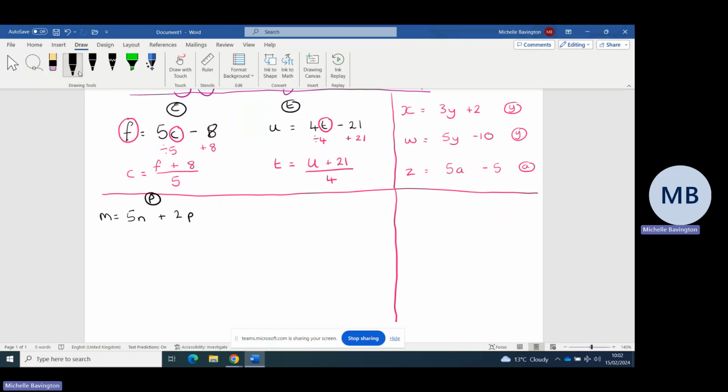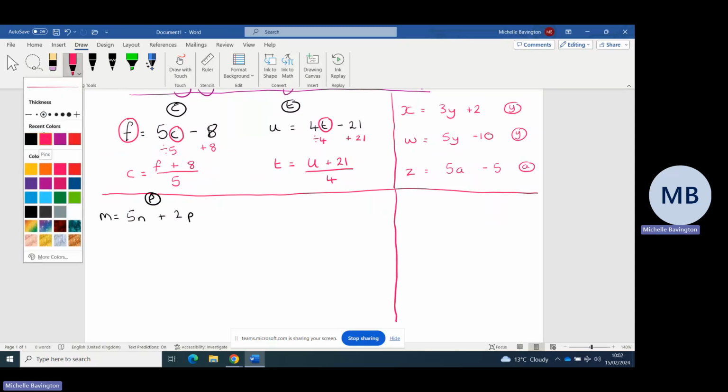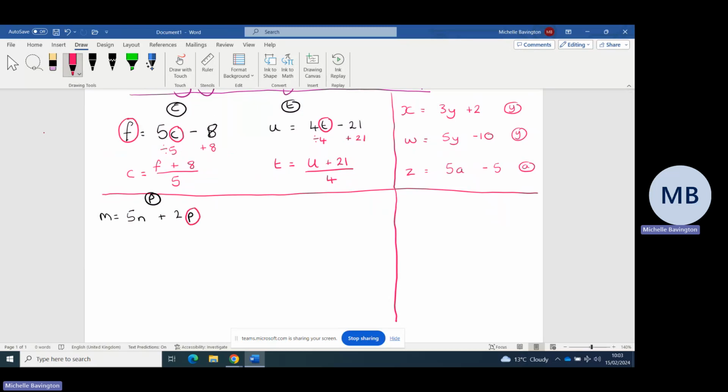So, let me get my nice coloured pen again. P the subject. Now, just be careful here. This is a times, so it's divide by 2. Oh, where's my divide come? Divide by 2.